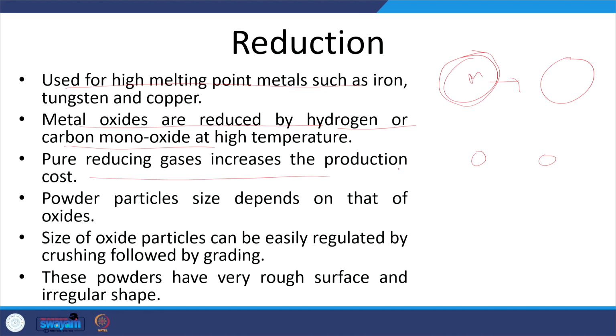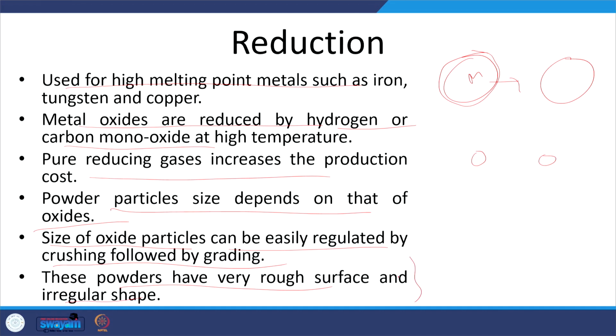Pure reducing gas increases the cost of production by this approach. Powder particle size depends on that of the oxides that are being used for making the powders by this method, and the size of the oxide particles can easily be regulated by crushing followed by grading. These powders have a very rough surface and irregular shape.